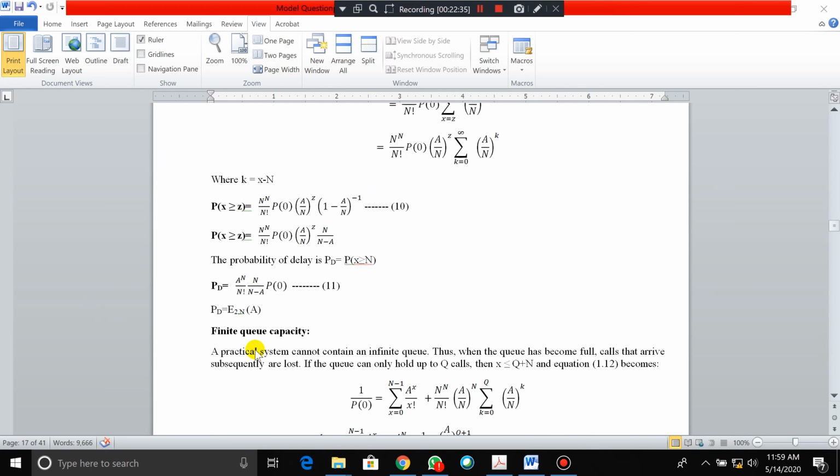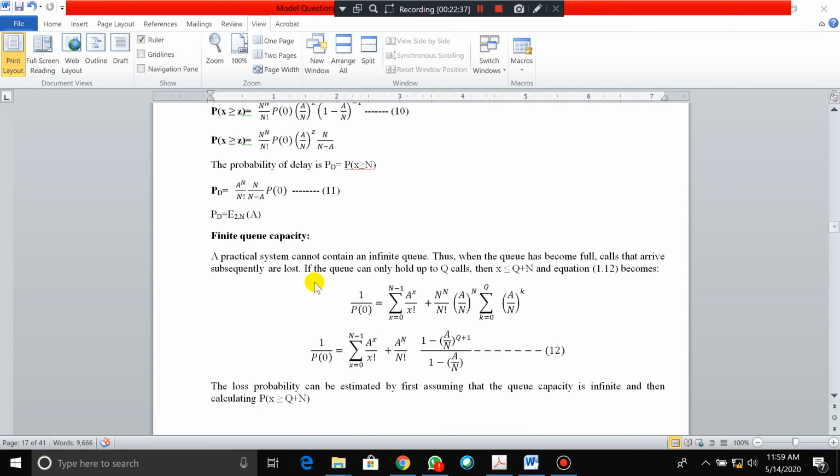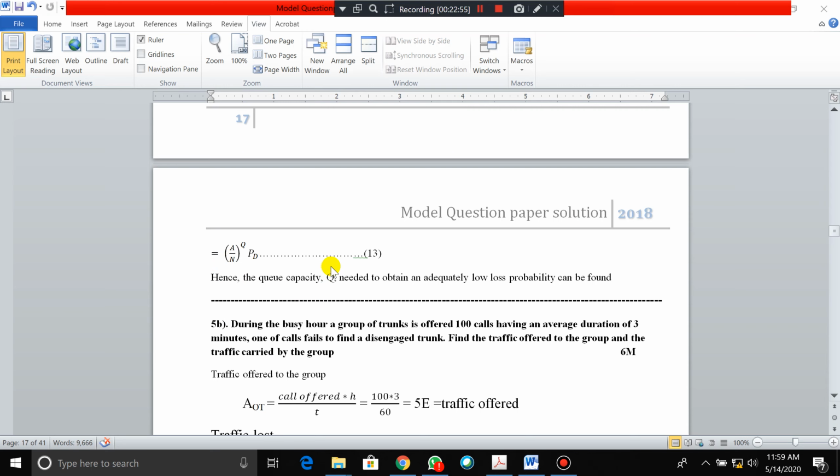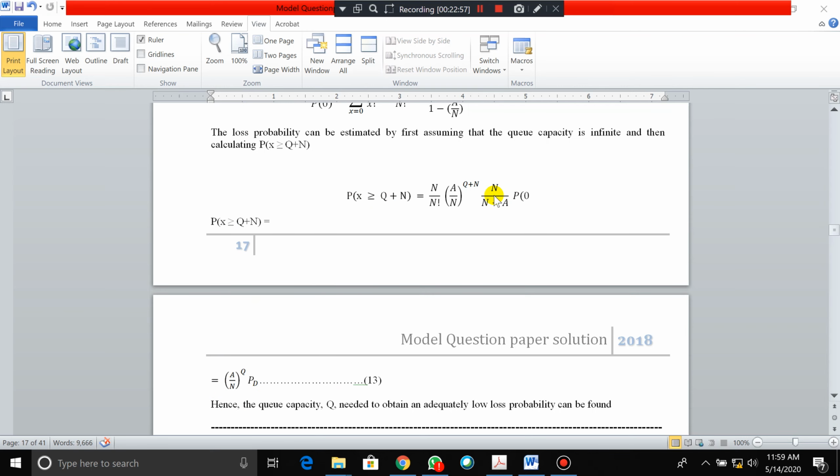Finite queuing capacity: a practical system cannot contain an infinite queue, and thus when the queue becomes full, the calls that arrive subsequently are lost. If the queue can only hold up to q calls, then x is less than or equal to q plus n. So this is the equation. So this is the final equation.